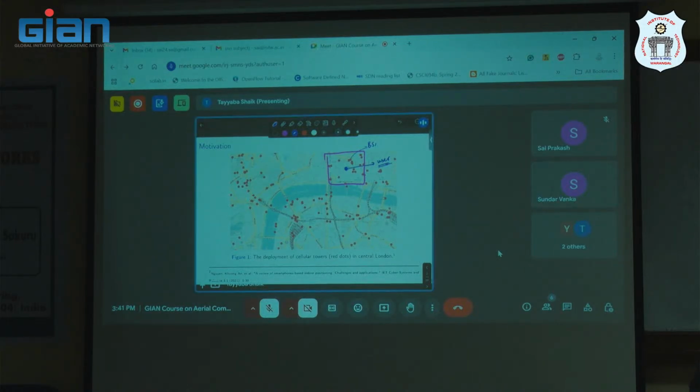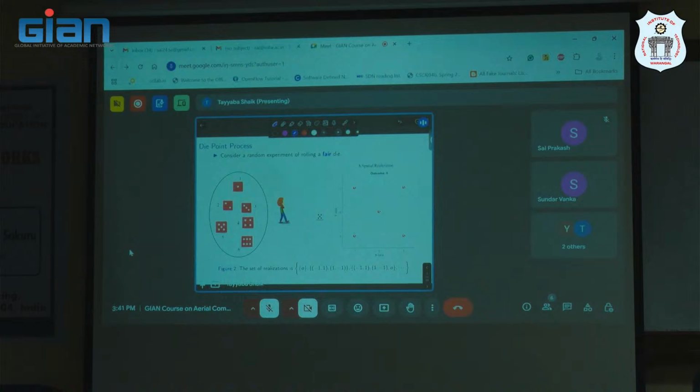Now, given this background, these initial slides are to give a brief idea of what a spatial realization is and what a point process is. But I'll quickly glance over this, because it was already covered in detail in the first half of this course.